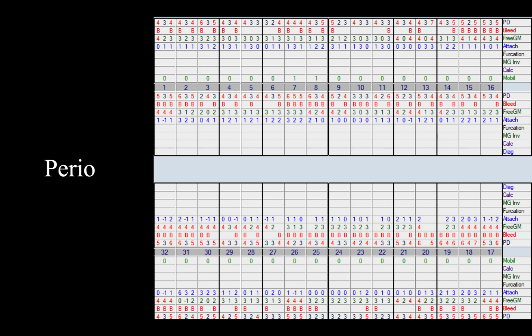For the perio condition, you can see there's lots of bleeding on probing when she first presented, with many 4s, 5s, 6s.